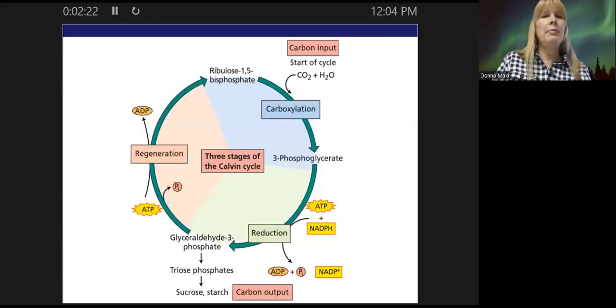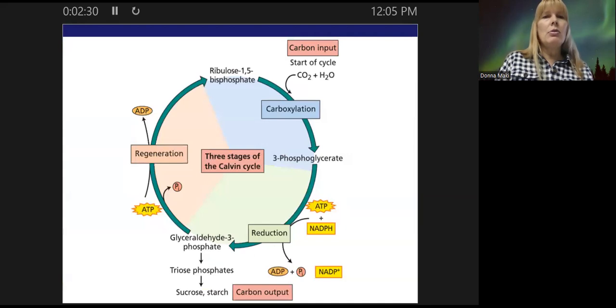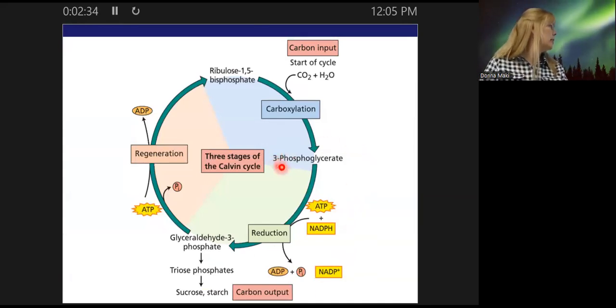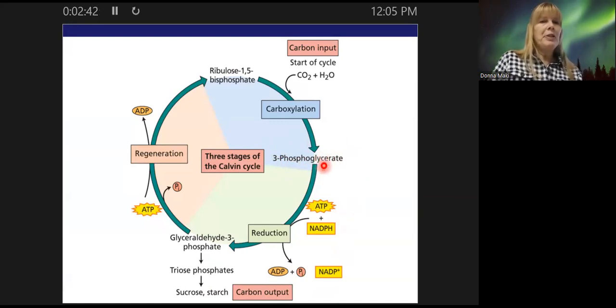So this will happen. Yes, 2 of them. 2 identical PGA molecules. And so that gets us to this area here, which is 3-phosphoglycerate. So there's 2 of those that are made for each RuBP that accepts the CO2 and reacts with it. So now we have to work through the next step, which is the reduction phase.